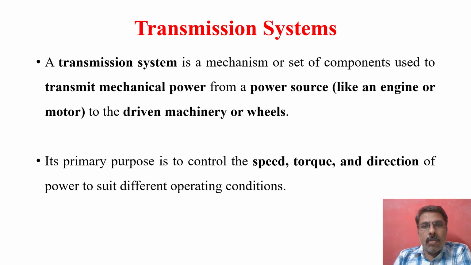Today we are going to discuss the transmission systems in the automobile engineering sector. What is meant by transmission system? It is a mechanism or set of components used to transmit the mechanical power from the power source to the driven machinery or wheel. The primary purpose is to control the speed, torque, and direction of the power to suit different operating conditions.